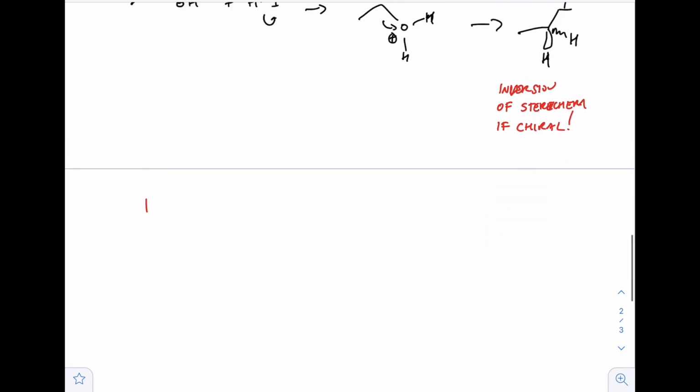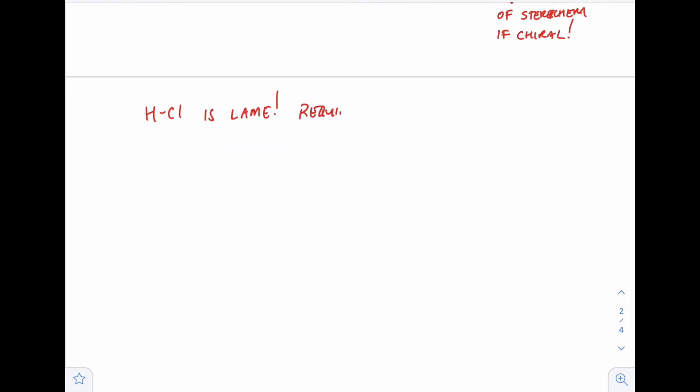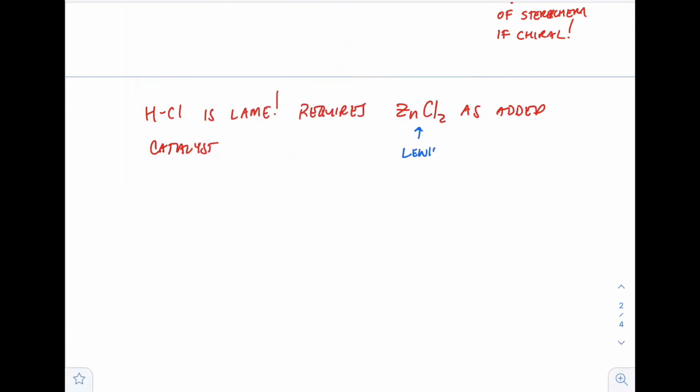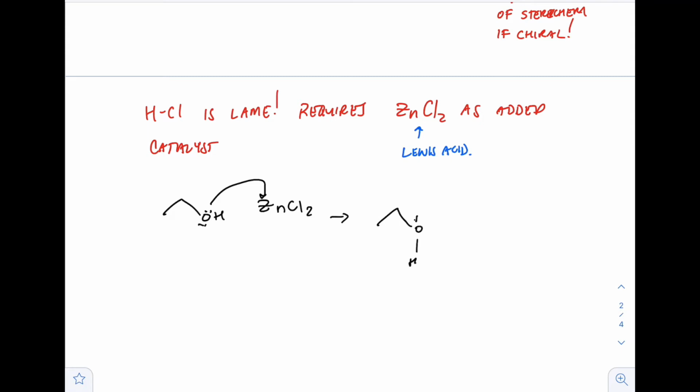Okay, so this particular mechanism for SN2 with HI and HBr is going to be the same, but HCl is lame. So it requires a little bit extra, a zinc chloride addition, or added Lewis acid catalyst. Zinc chloride is a Lewis acid, meaning it can accept electrons. If it can accept electrons, where's it going to get them from? Well, the most electron dense atom is the oxygen. It's the Lewis base also, right? So you attack the zinc chloride, and you get this oxonium intermediate again with a negative charge on that zinc.